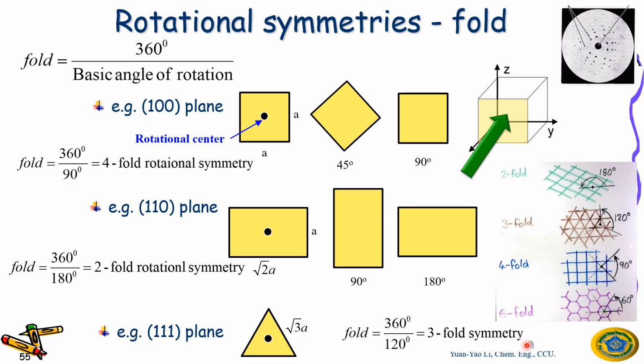So even though we don't know what the material is, we will know that if this pattern rotates and is 2-fold, this is the 110 plane. If this is 3-fold symmetry, we will know this is the 111 plane. If this is 4-fold, this will be called the 100 plane.